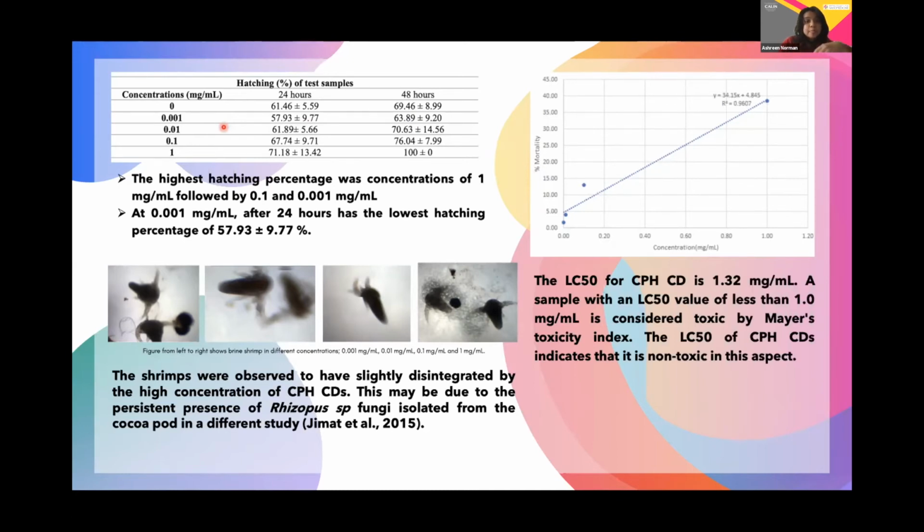As you can see from the picture, at 0.001 milligram per ml, they survive very well. They were swimming happily. But at 1 milligram per ml, maybe the dose is too high for them. They do hatch, but they are stagnant in the solution, so they go into the umbrella stage and then just die off.